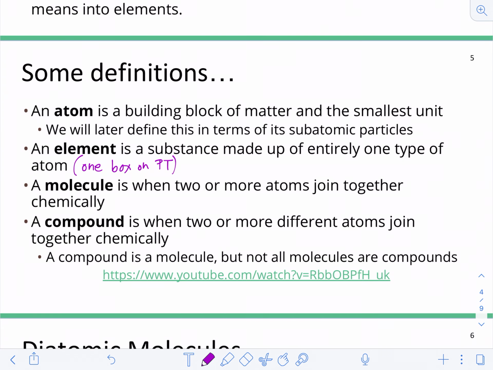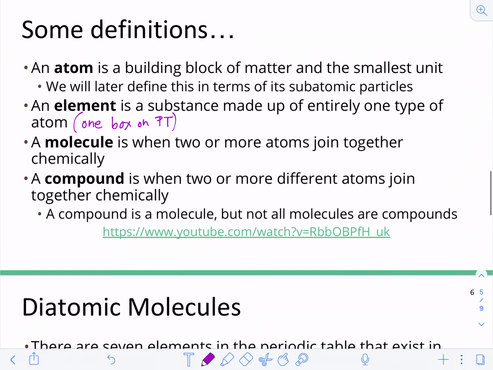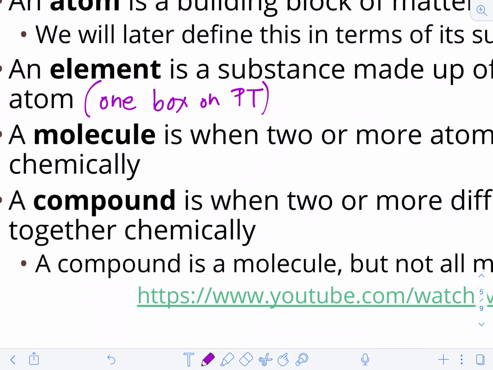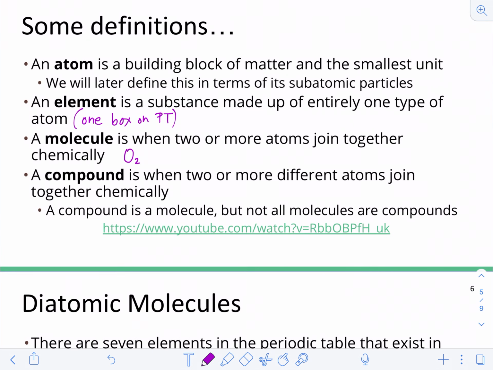And a molecule is when you have two or more atoms joined together chemically. We're going to talk about diatomic molecules below, but again, two or more atoms joined together chemically. An example could be oxygen. You've probably never heard of oxygen just as O, you've probably heard of it as O2. So that's an example of a molecule, where there are two or more atoms joined together. A compound, like we talked about on the previous slide, is when we have two or more different atoms joined together chemically.